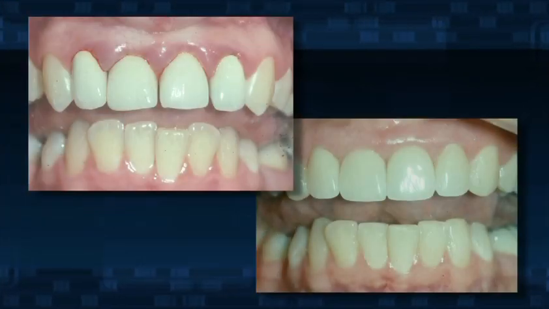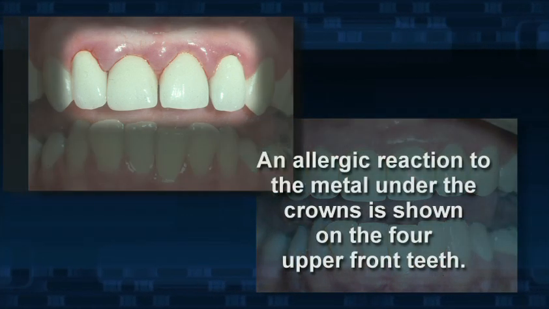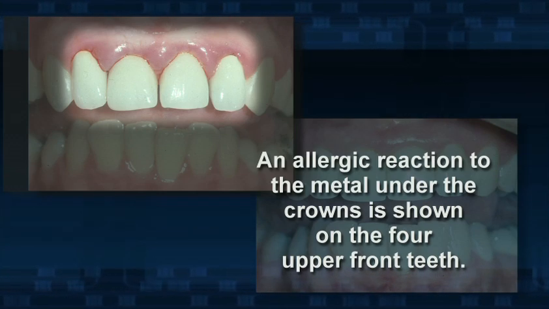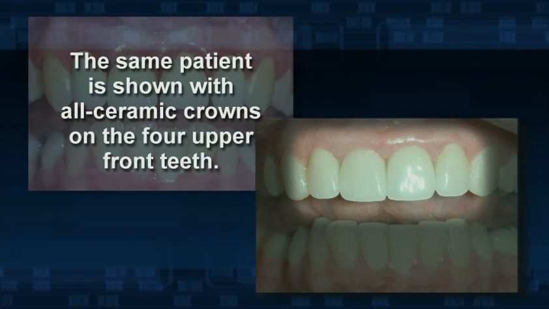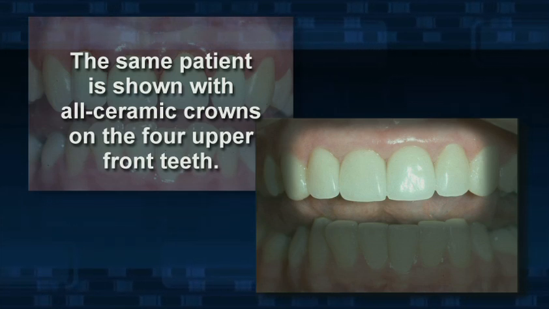Some people, especially women, have allergies to the metals used in some dental crowns, and the gums around the crowns become really inflamed. If you have a rash on your skin adjacent to metal jewelry, especially earrings, you should consider all ceramic crowns. As an example of a metal allergy, please notice the gums on the upper 4 front teeth on the left image. These crowns have metal underneath them, and the woman is severely allergic to that metal. The image on the right shows the same patient with all ceramic crowns on the 4 upper front teeth. What a difference! The metal allergy is gone.